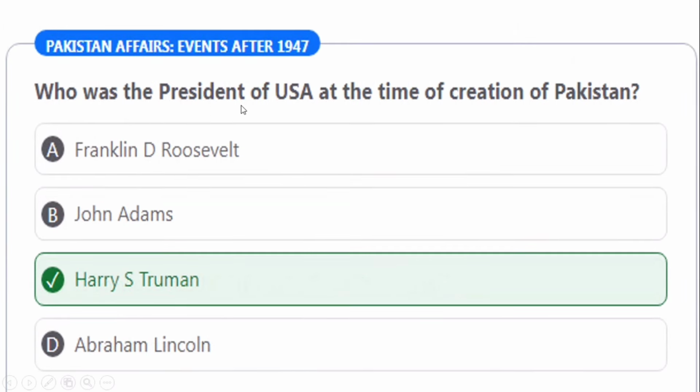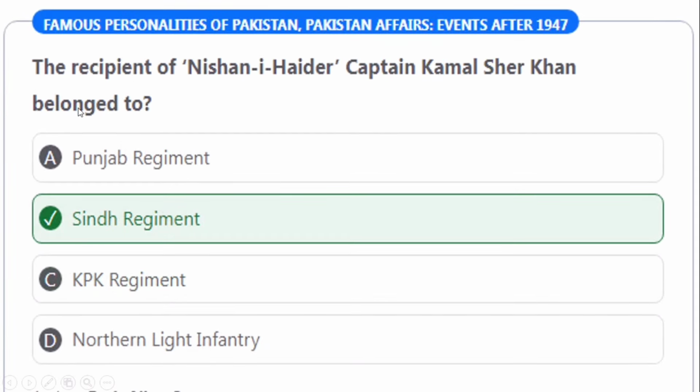Who was the president of USA at the time of creation of Pakistan? Right option A, C number, Harry S. Truman. The recipient of Nishan-e-Haider, Captain Colonel Sher Khan, belonged to? Right option A, B number, Sindh Regiment.